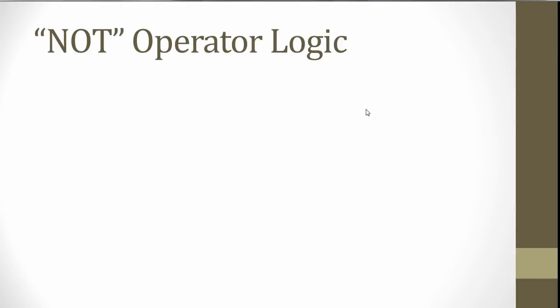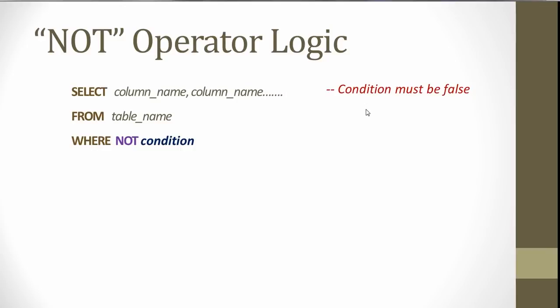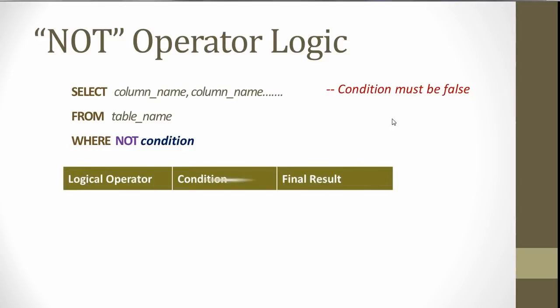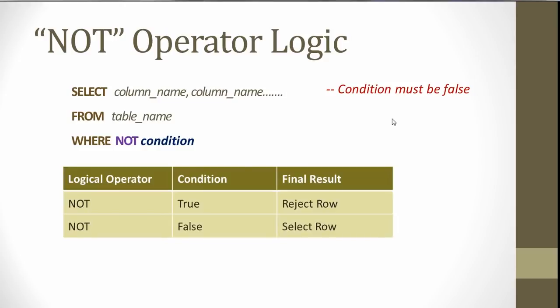This is something I've just introduced in this class. It's very simple. If the condition is false, only then that row will be selected. So if the condition is true, then you reject the row. If it is false, then you select the row. That's how it works. So let's run some queries and see how the rows are going to be selected from our table.